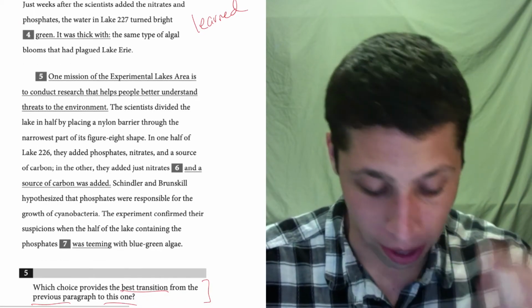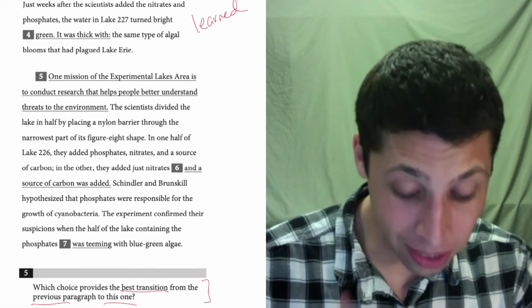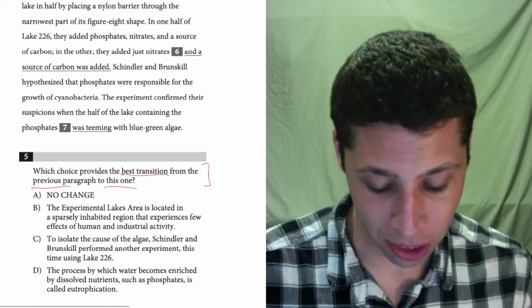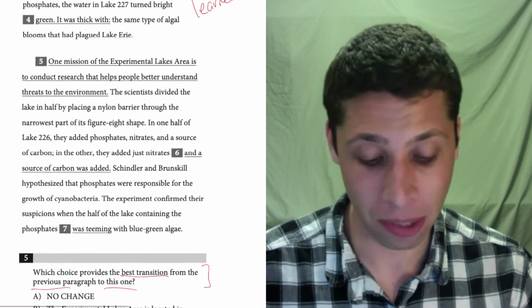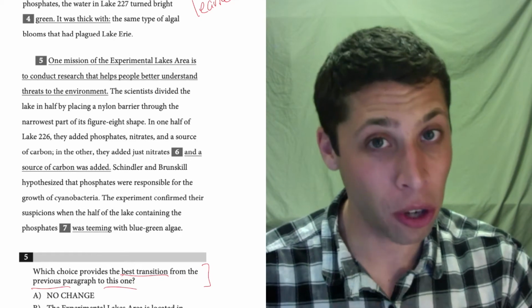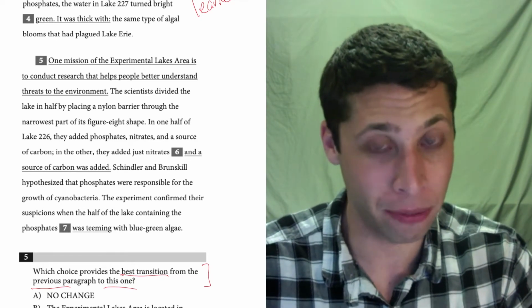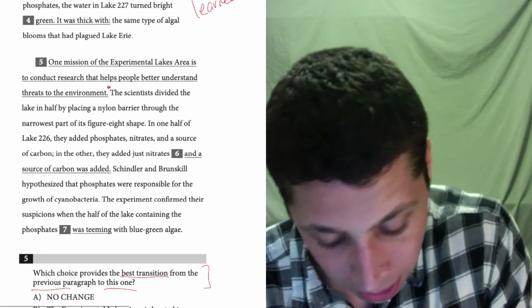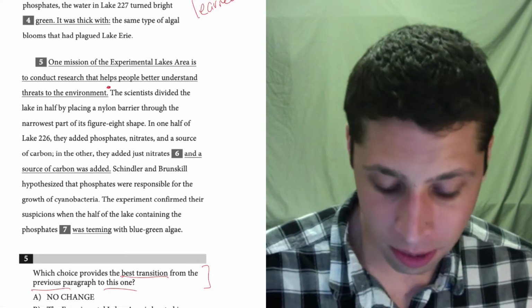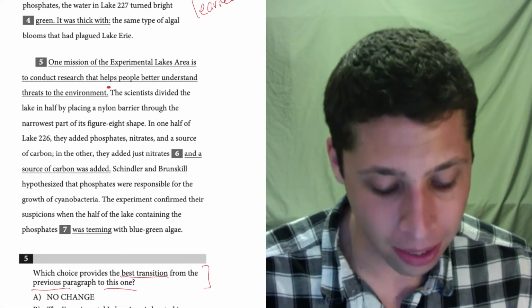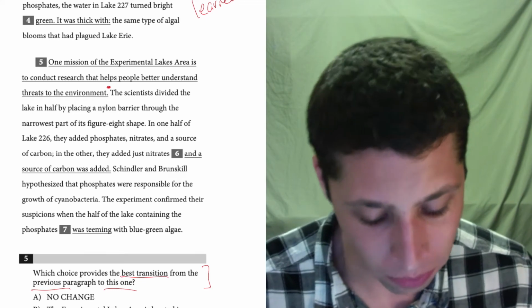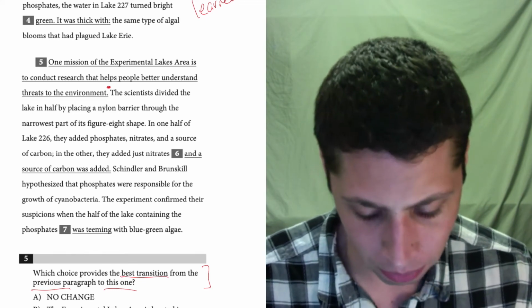All right, new paragraph. Now, I'm not going to read sentence 5 because that's the no change option, and I do not want to bias myself. So I'm going to skip right over it so I don't get used to it being there. I don't want to be influenced. So I'm going to go right here. The scientists divided the lake in half by placing a nylon barrier through the narrowest part of its figure 8 shape in one half of Lake 226.